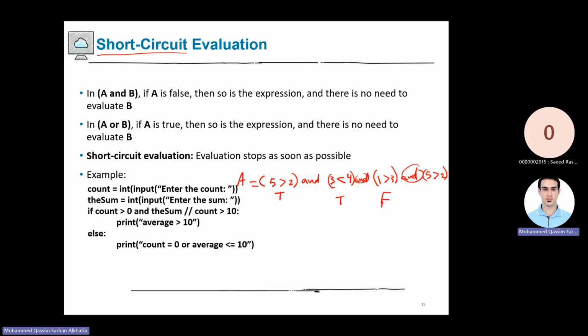A single false is going to make the whole expression false without the need to evaluate the other expressions. Get the idea? So that's what we call a short circuit, or a smart way of solving a logical operation or a logical statement. Okay.